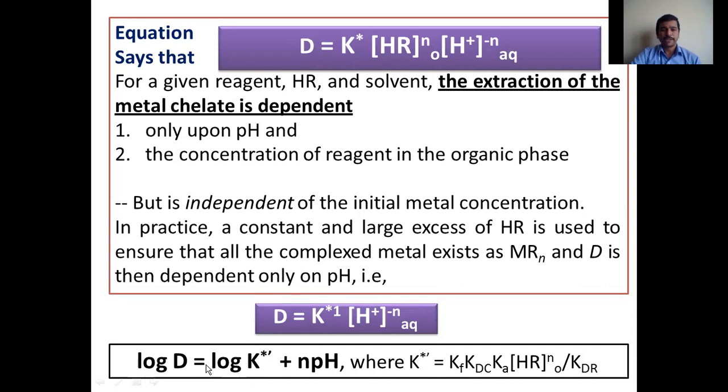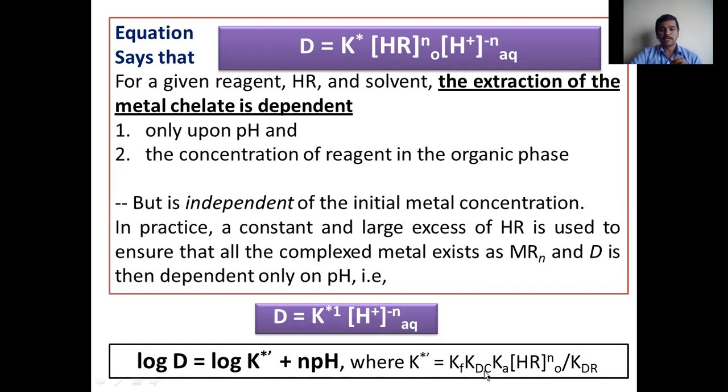You take log on both sides. Log D is equal to log K star dash into H plus ion concentration to the power minus n in the aqueous layer. This will be in the form of log D is equal to log mn. So log mn will be log m plus log n. Here log n is log concentration of H plus ion to the power minus n. So that will be minus n log of concentration of H plus ion. So you will get pH. So plus n into pH you will get. So log D is equal to log K star dash plus n into pH, if you simplify this after taking log.